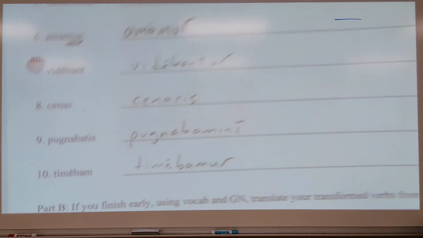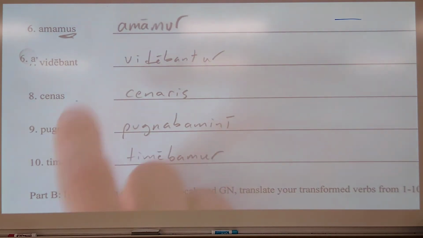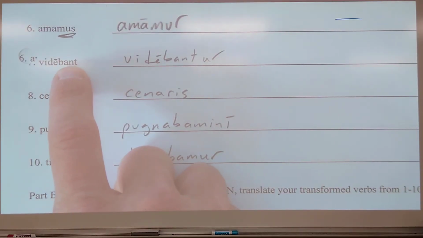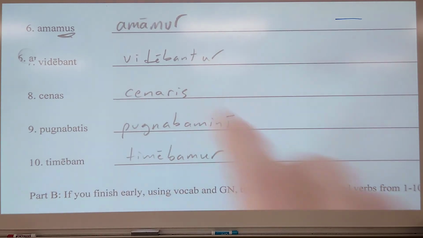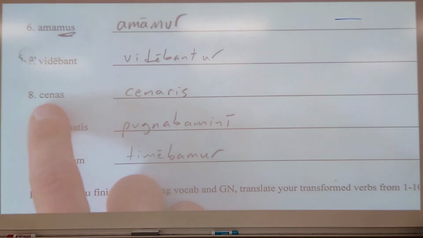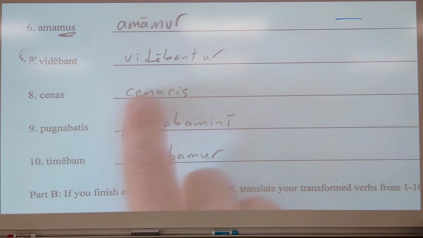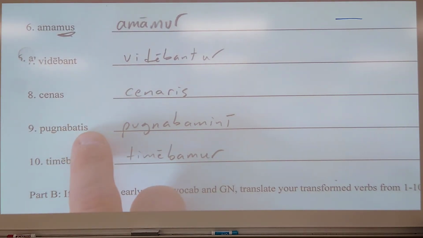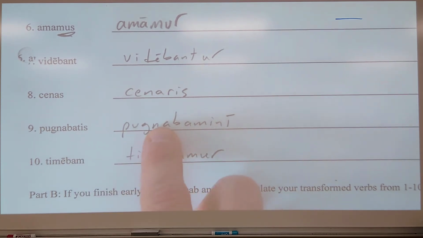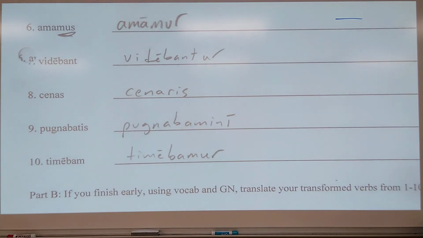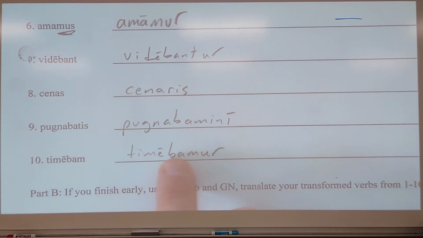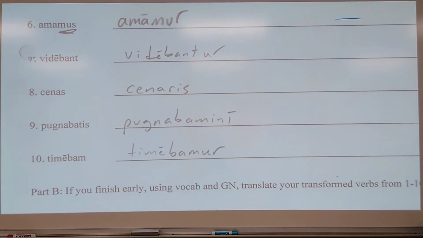Welcome back. So here we are at number 6. Amamus becomes amamur, with abant, active to passive, with abantur. Canas, active. Canaris, passive. Pugnabatis, active. Pugnabamini, passive. Timebam, active. Timebamur, passive.